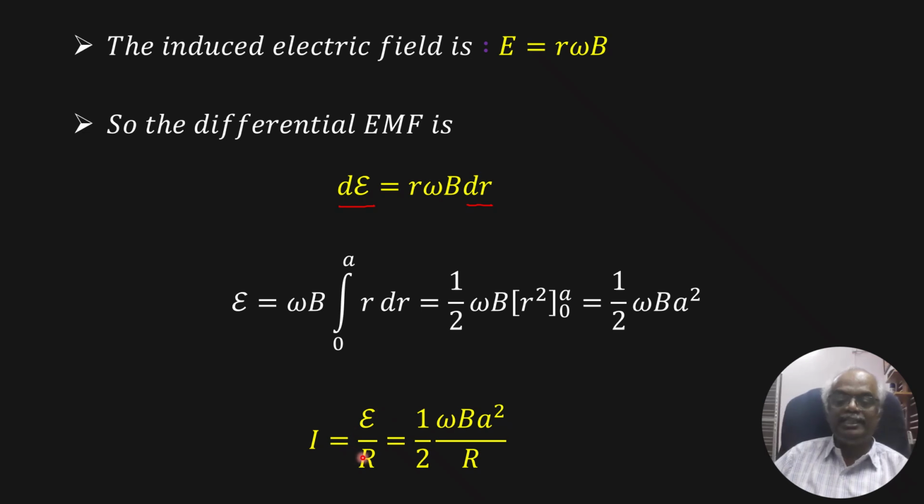Then what is I? By definition, I is equal to the EMF divided by R, which is equal to, I am dividing this by R, 1 over 2 omega B a squared over R. This is the current that flows across the resistor.